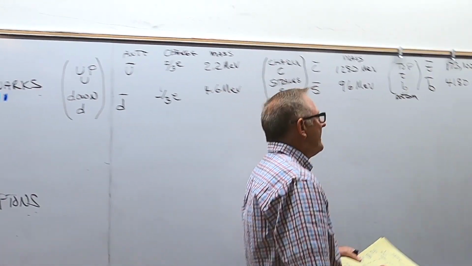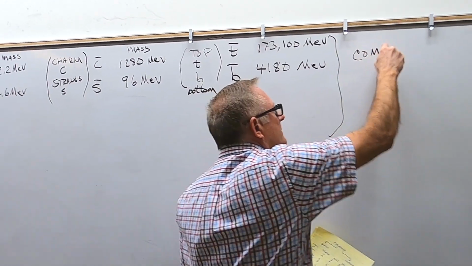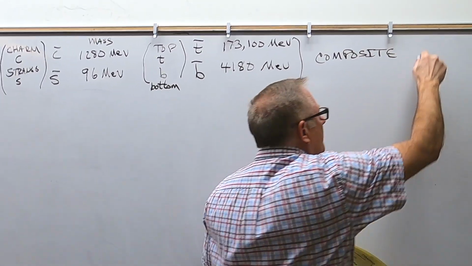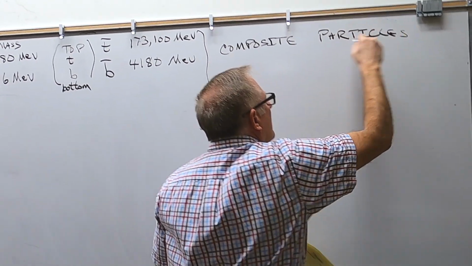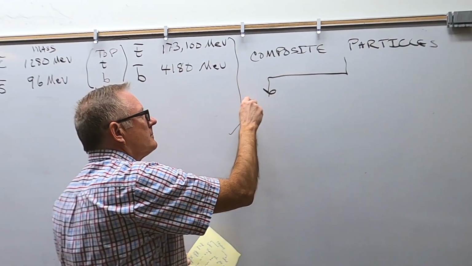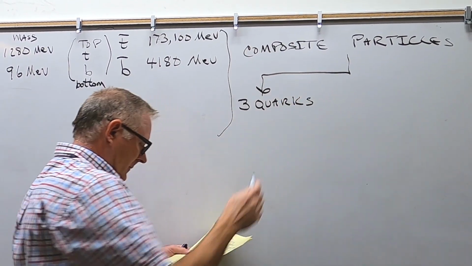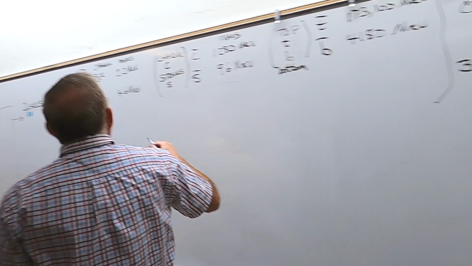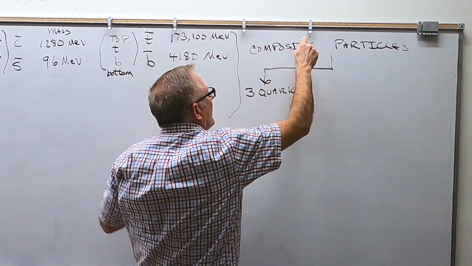So from here, I could make composite particles. So I could either make them with 3 quarks, which they give a name. They call them baryons. Actually, I should say all of these put together are composite particles. Out of these are hadrons.